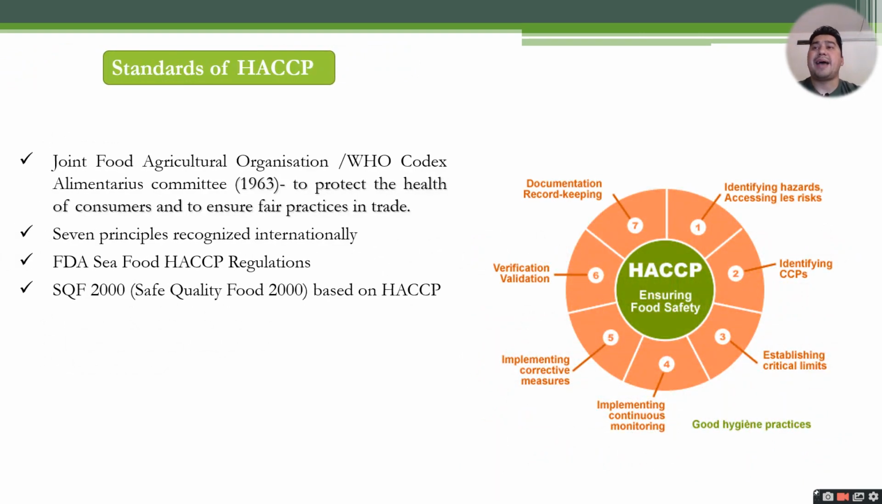Now, the standards of HACCP. The Joint Food and Agriculture Organization and WHO Codex Alimentarius Committee, 1963, to protect the health of consumers and to ensure fair practices in trade. Seven principles are recognized internationally. FDA, Food and Drug Authority, Seafood HACCP regulations. Safe Quality Food 2000 is based on HACCP. So these are the standards of HACCP.